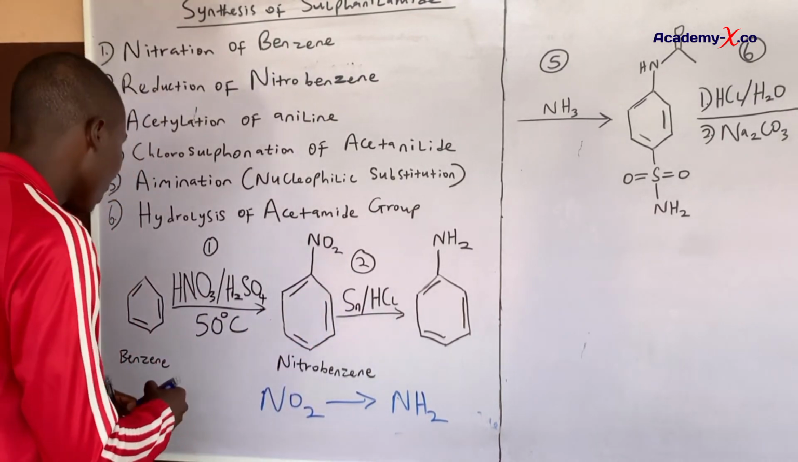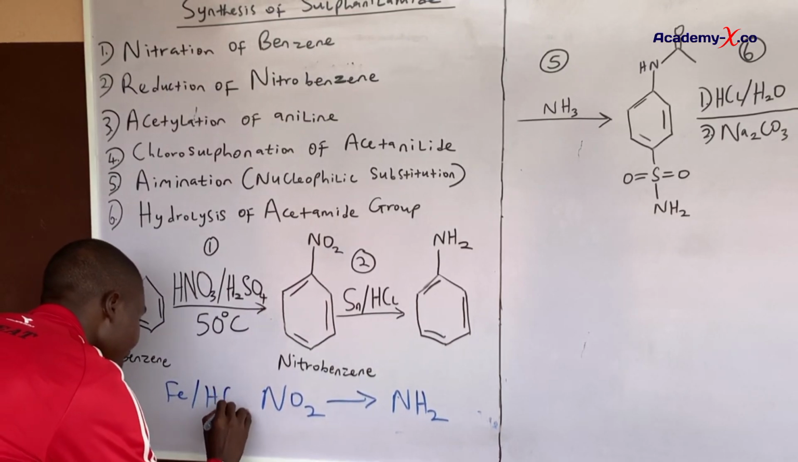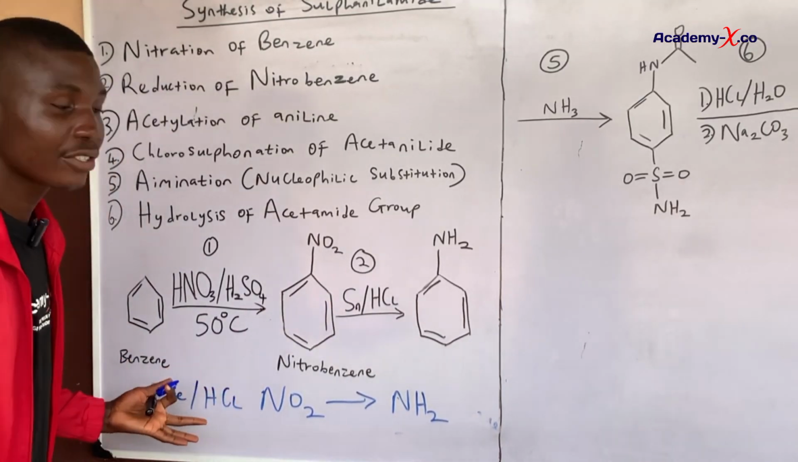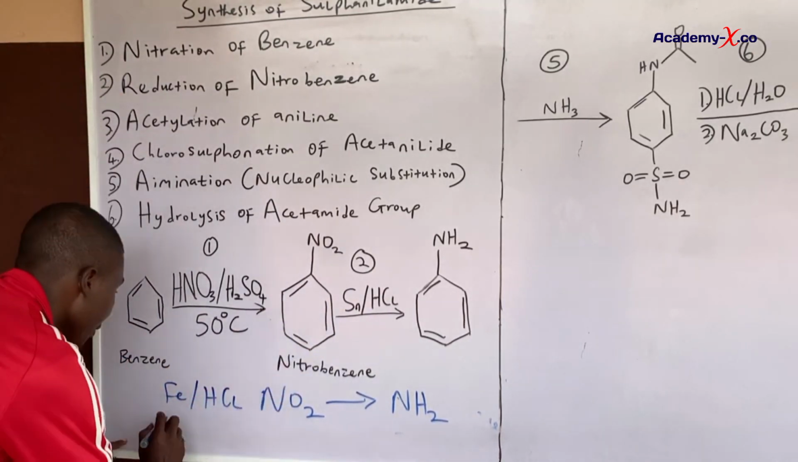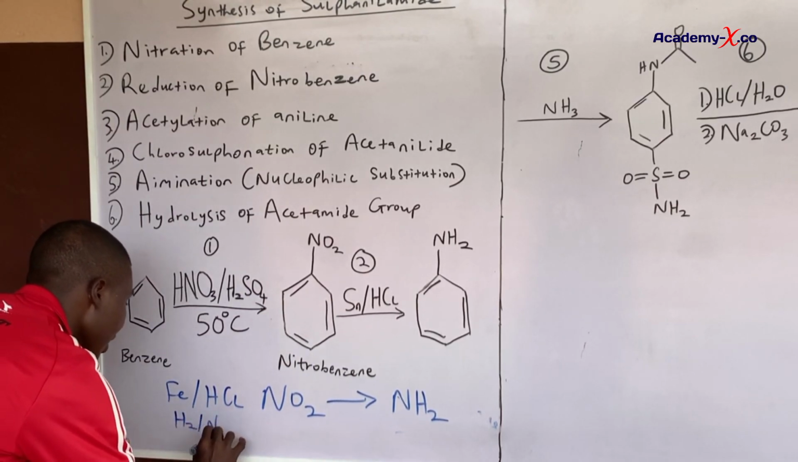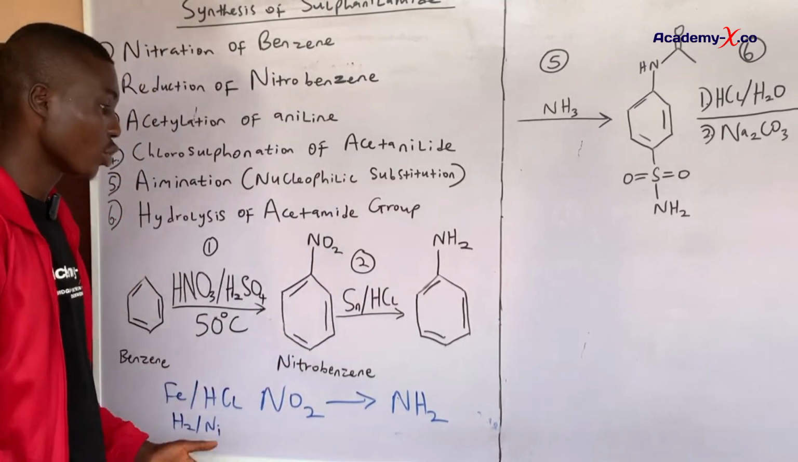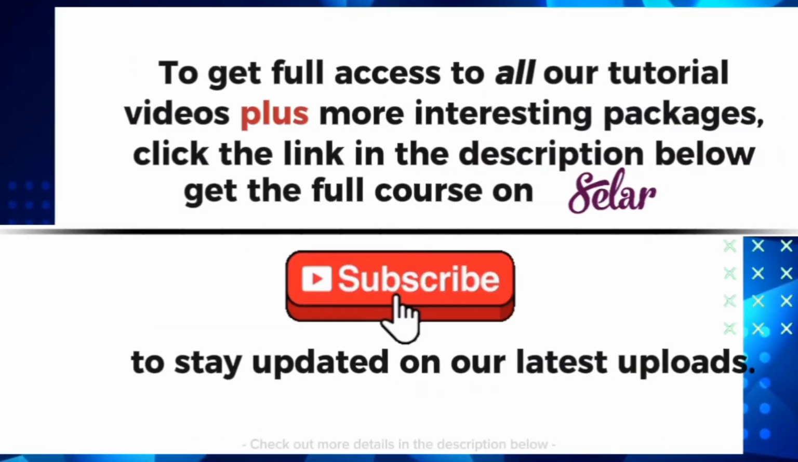So your lecturer can choose to use iron and HCl. Your lecturer can also choose to do a catalytic reduction. Catalytic reduction will involve the use of hydrogen gas and nickel catalyst, and there are other things that can be used. So it depends on what you're taught. I hope that makes sense.